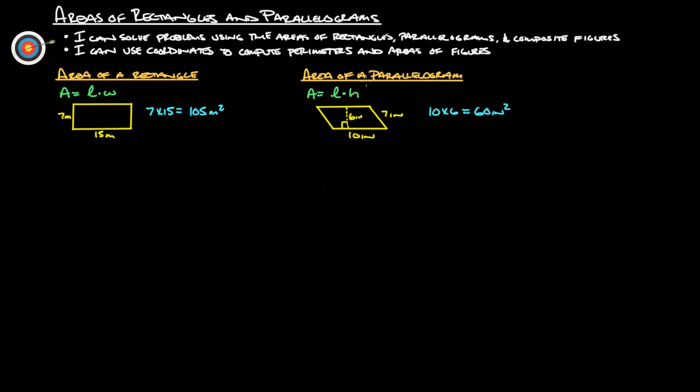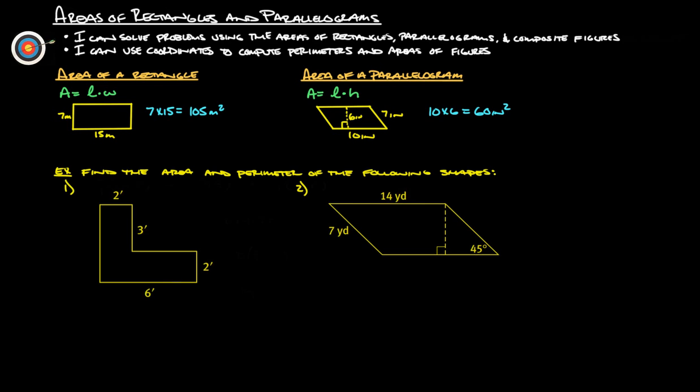Okay. Area of a parallelogram is also length times height. So this is the length and this is the height. This is not the height, but sometimes you'll need this number to figure out what the height is. But in this case, the length is 10 and the height is 6. So 10 times 6 is 60 square inches.